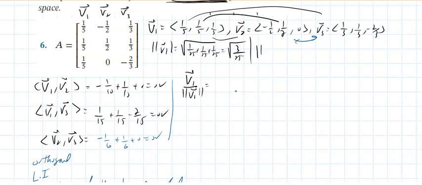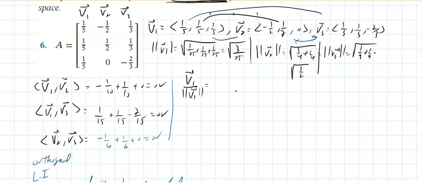The magnitude of V sub 2, that is 1/4 plus 1/4, so that is the square root of 1/2. And the magnitude of V sub 3 is the square root of 1/9 plus 1/9 plus 4/9. That is the square root of 6/9, or simply radical 6 divided by 3.